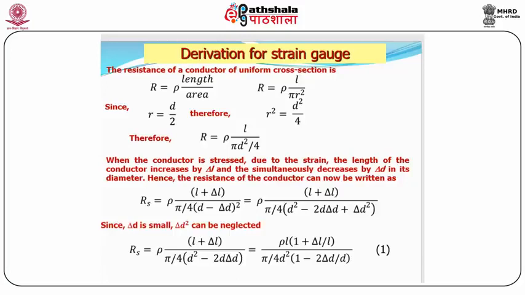Since delta d is small and delta d square can be neglected, we can write Rs equal to rho multiplied by L plus delta L divided by pi by 4 multiplied by d square minus 2d delta d, which is equal to rho L multiplied by 1 plus delta L by L divided by pi by 4 d square multiplied by 1 minus 2 delta d by d. So we mark this equation as 1.